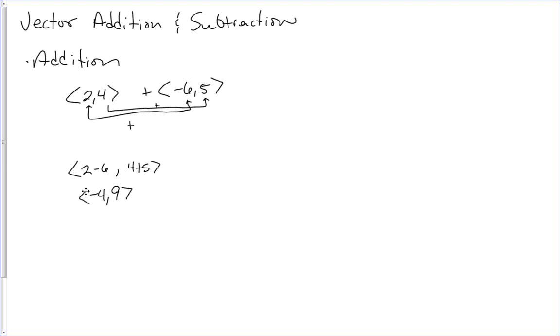Now, what does that look like graphically? So we have vector 2, 4. If we pick this as our starting point, we're going to go over 2, up 4. 1, 2, 3, 4. So that's going to be the terminal point for our first vector, 2, 4. Now let's look at our next one. Negative 6, positive 5. So we go over 2, 3, 4, 5, 6, and then up 5. 1, 2, 3, 4, 5. So that is going to be the terminal point of negative 6, 5.